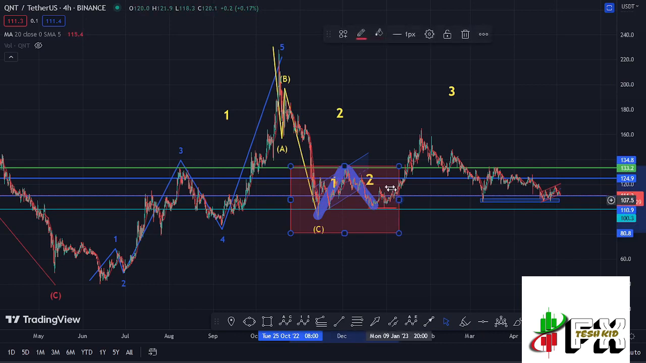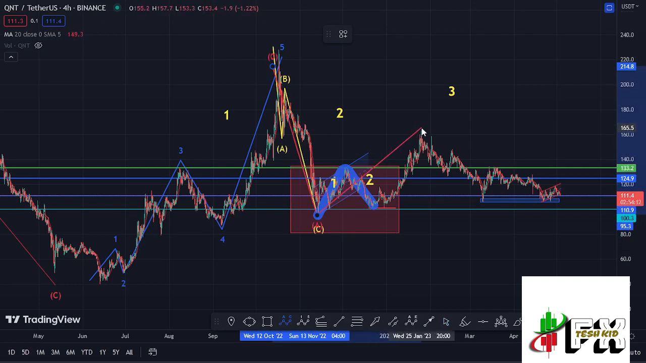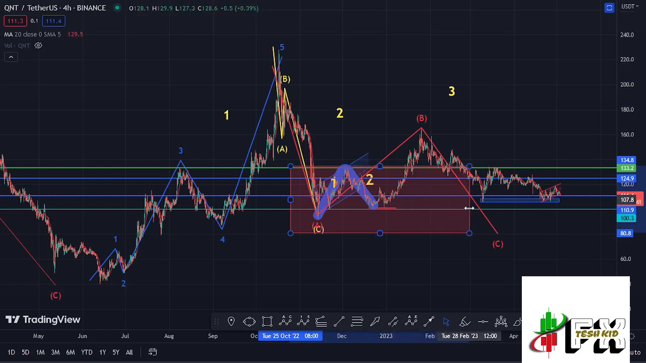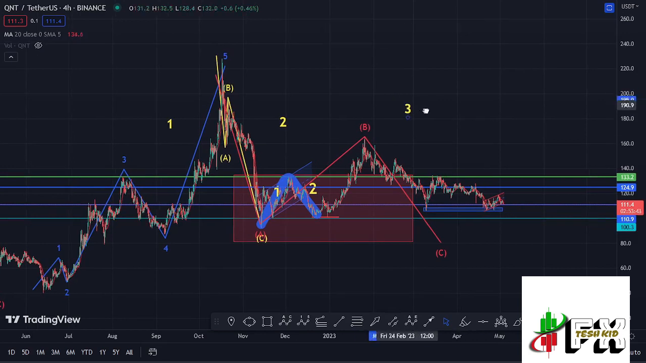And if that is the case, then we can term this whole structure that we have right here as an ABC corrective structure, having this as the wave A. Then we saw that wave B giving us a peak at around the $165.5 mark. And in case further breakdown continues and maybe we lose the $100.3 mark, which is an area of support, then that could send Quant into the area at around the $80.5 mark and give us a reset of this higher Elliott wave count 2.